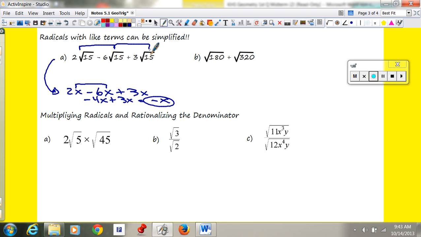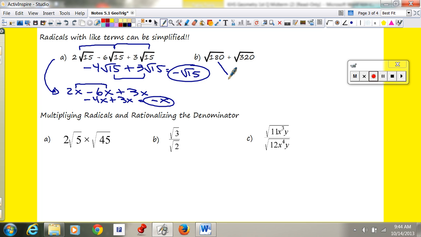So you've got 2 radical 15 minus 6 radical 15, which gives you negative 4 radical 15, plus 3 radical 15. Now you put these two together and you're just going to get negative radical 15. Could I put negative 1 radical 15? I could. Negative 1 can go in front, but I don't need to. Anything inside the radical? No. You don't do anything inside, just like an x, unless you can pull a perfect square out. But 15, there's no perfect square that comes out of 15. So that would be a negative.